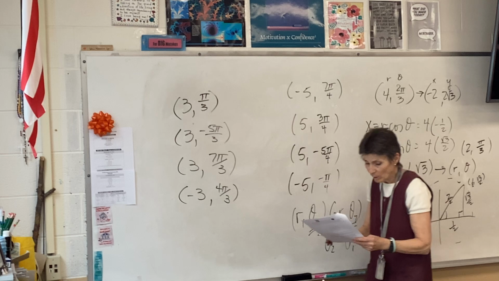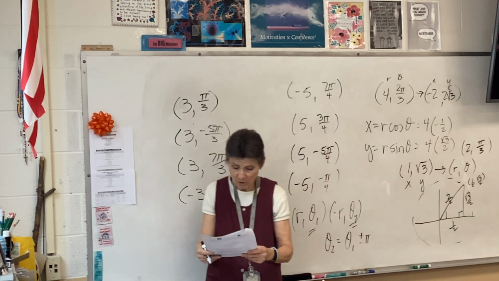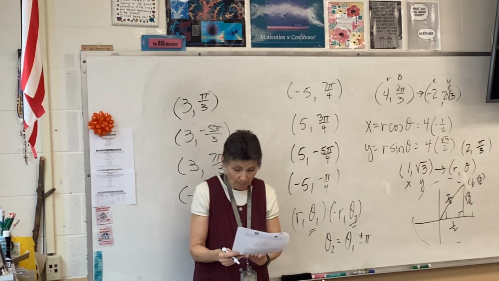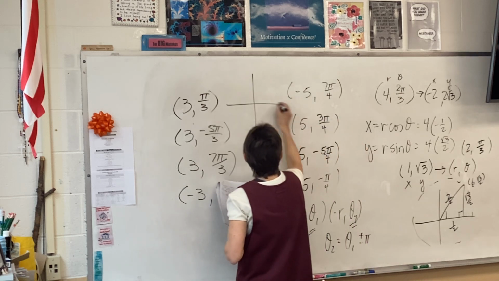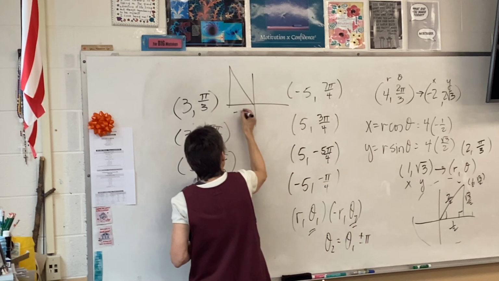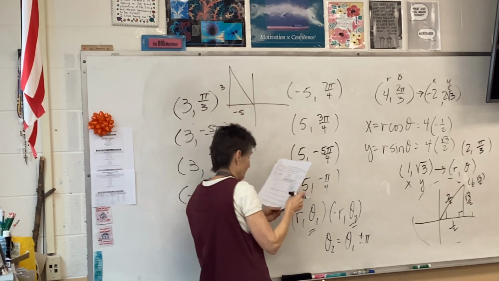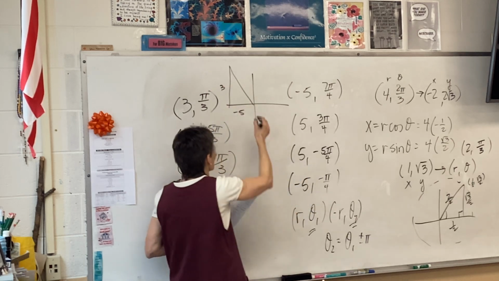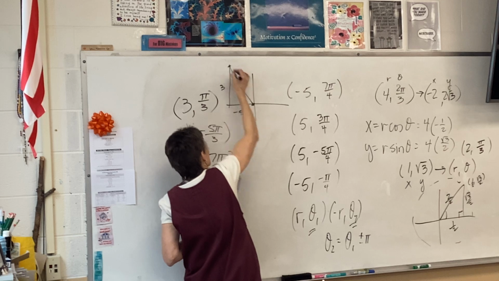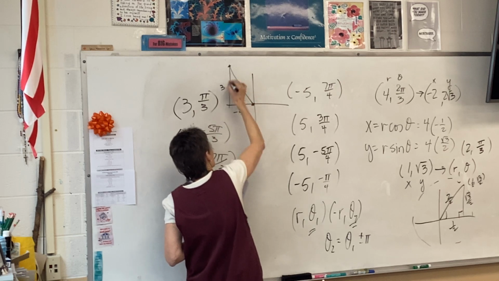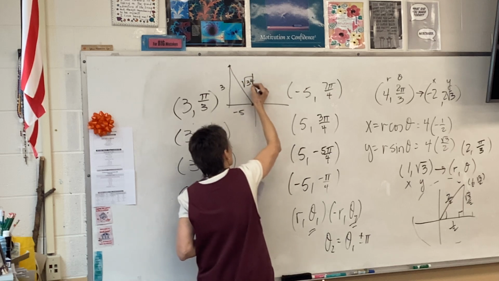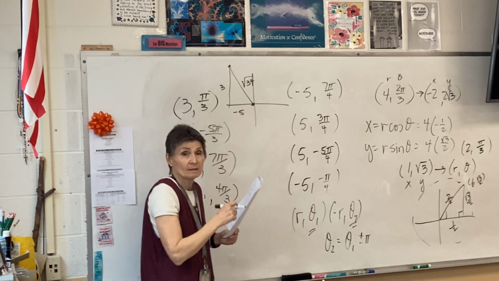Number 5. Which point is further from the origin? The point with rectangular coordinates (-5, 3). Now let's think about that. How far is (-5, 3) from the origin? Isn't that √34? 25 plus 9?